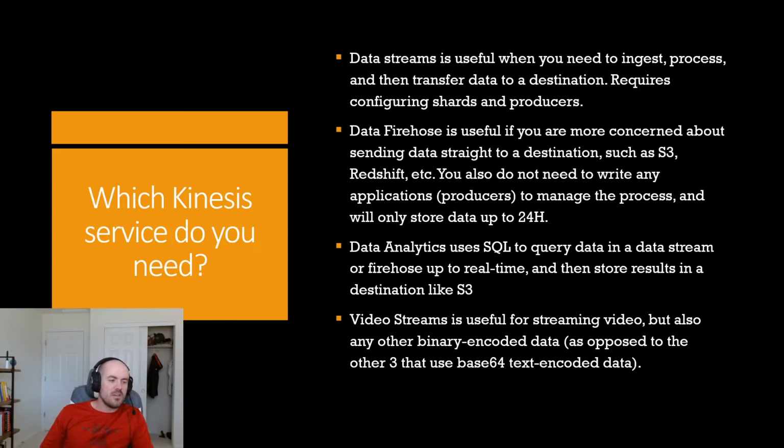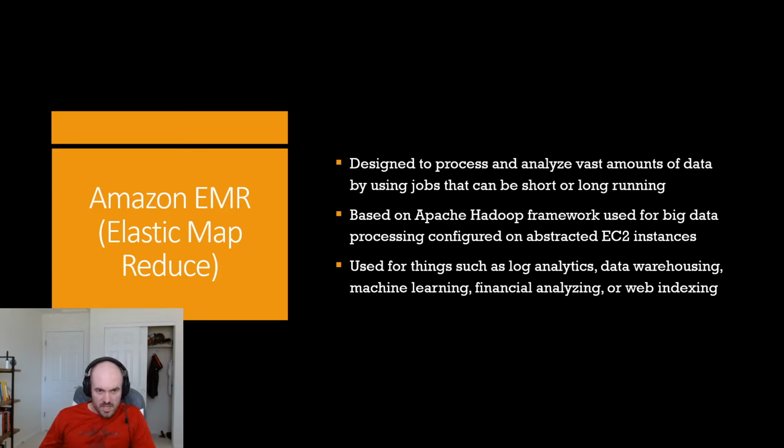All right. So Amazon EMR, Elastic MapReduce, is designed to process and analyze vast amounts of data by using jobs that can be short or long running. It's based on the Apache Hadoop framework, which is one of the standards for big data processing, configured on abstracted EC2 instances that run the workloads that you won't ever have to deal with or configure. It's used for things such as log analytics, data warehousing, machine learning, financial analyzing, and web indexing.